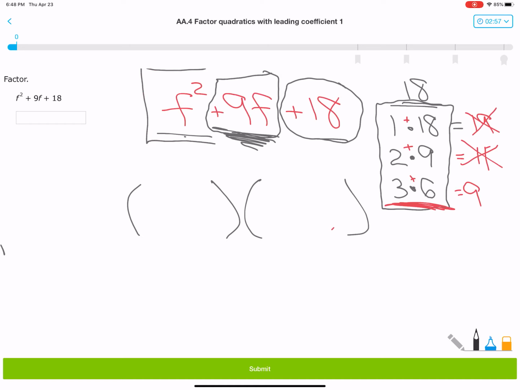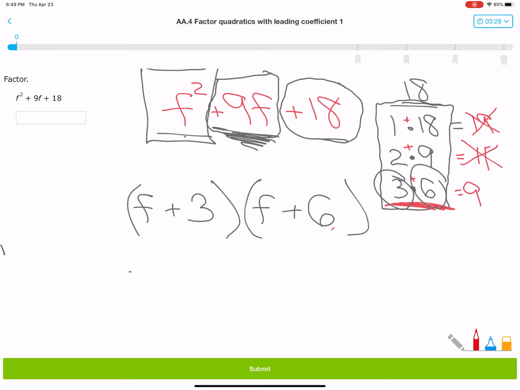And as long as this is just a variable squared, like it is f squared, I know I can put 1 here and 1 here. Right now, everything's positive. This is an easier one, so I know it's plus and plus. I'm going to use the two factors we just figured out, plus 3 and plus 6. It doesn't matter if you put the 6 where the 3 is and the 3 where the 6 is. You get the same thing.